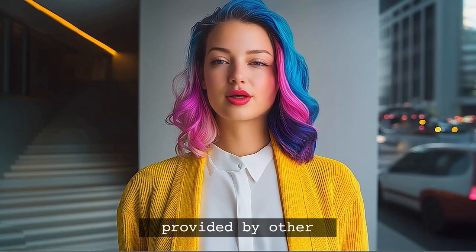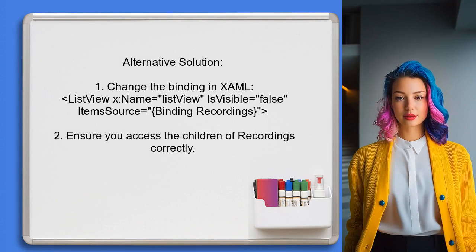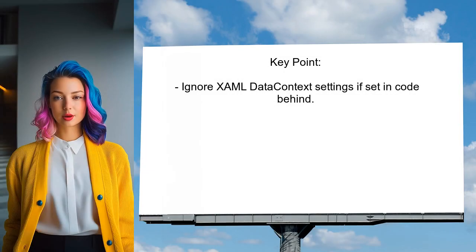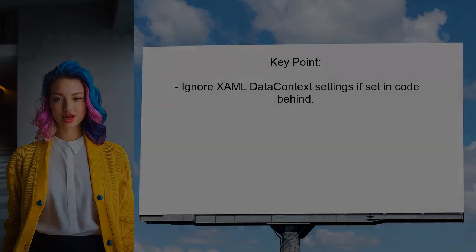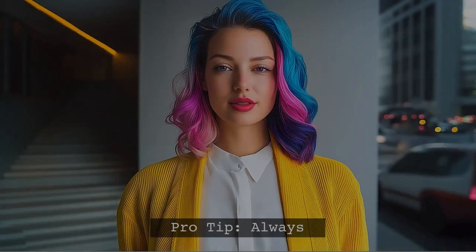Now let's look at the answers provided by other users. This user points out that in your view model, you have a member called recordings, but in your XAML you're trying to bind to recording. They suggest changing the binding from item source = binding recording to item source = binding recordings. Additionally, they note that since you're setting the data context in the code behind, you can ignore the XAML part related to data context.